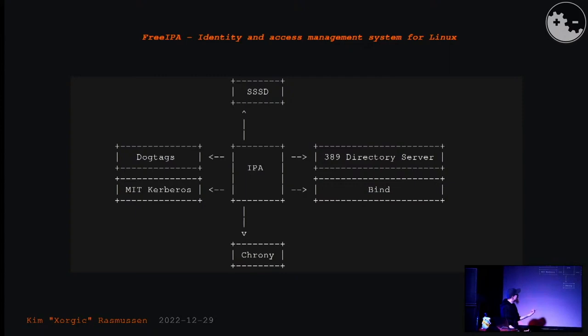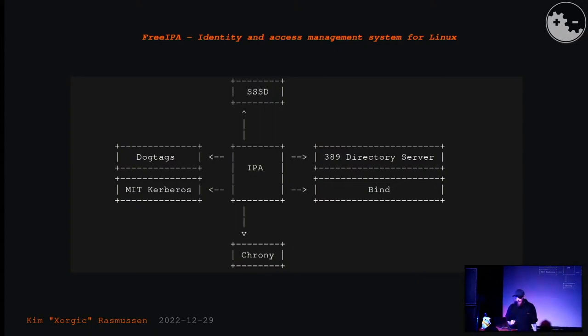You have 389 Directory Server, and you've got BIND for DNS. This BIND actually comes with DNSSEC, and IPA comes with DNSSEC pre-enabled. And for every client enrolled into IPA, it creates the SSH fingerprints within the DNS. So you don't actually have to accept the fingerprint while you SSH to it for the first time.